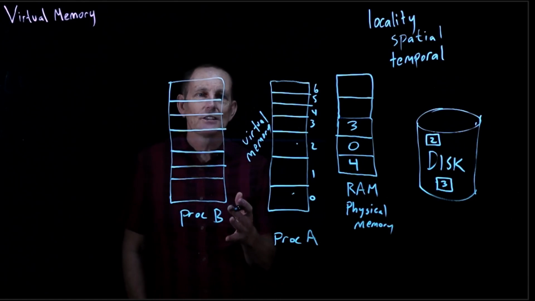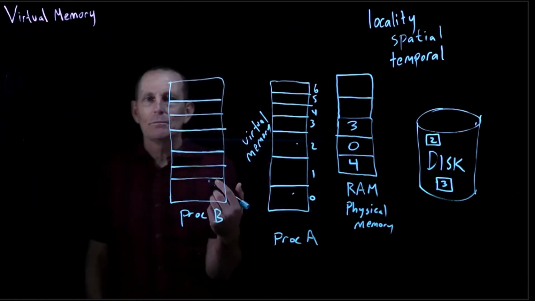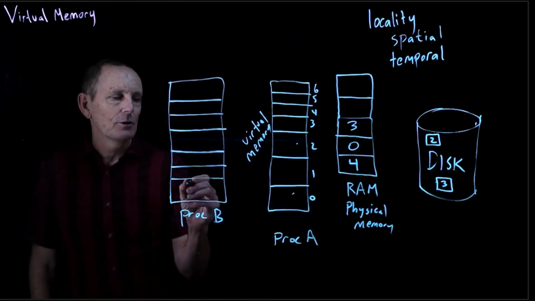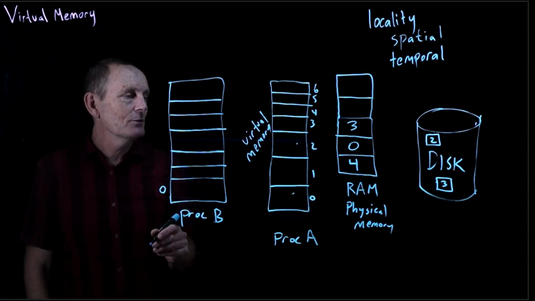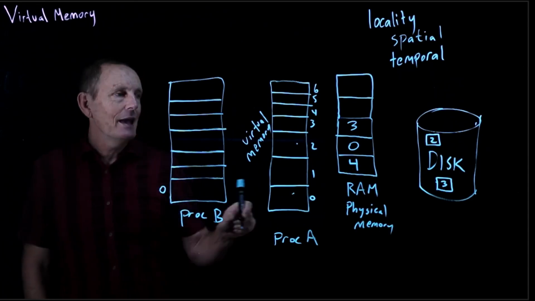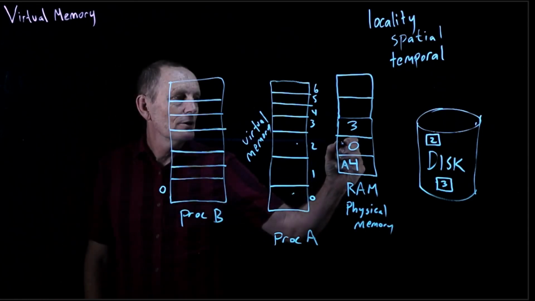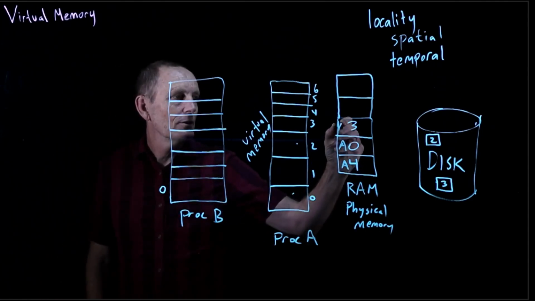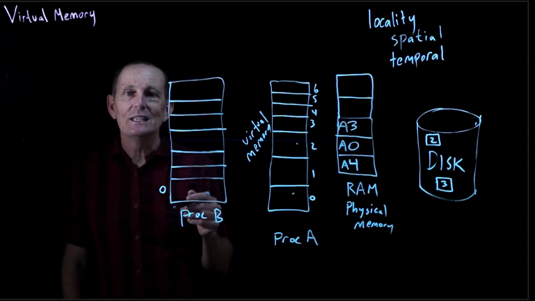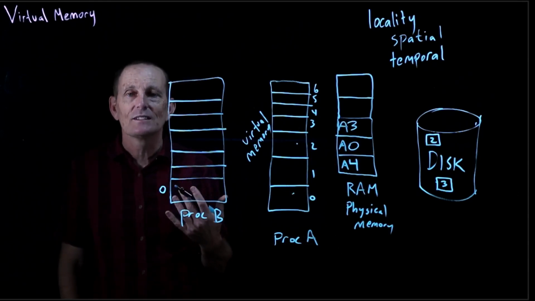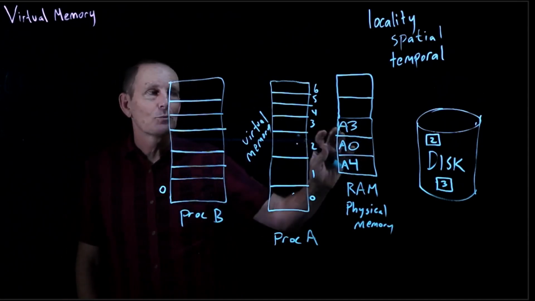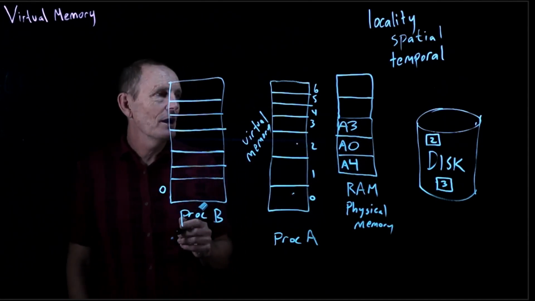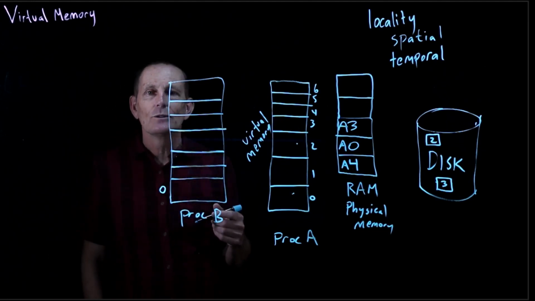So process B starts executing, and now it needs a page. Perhaps it's for the code, so it needs page 0. I'm just going to distinguish here between A's pages and B's pages, because we need to make some sort of distinction between them, so we know whose process it is.